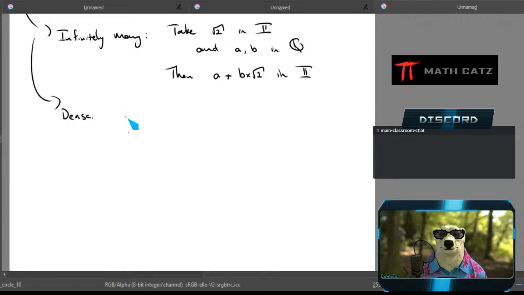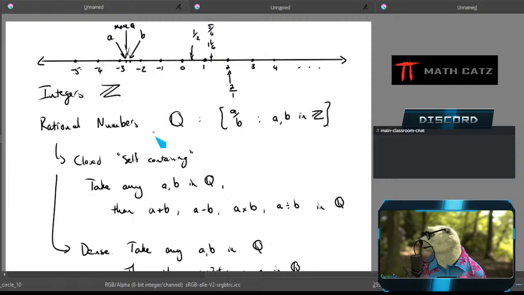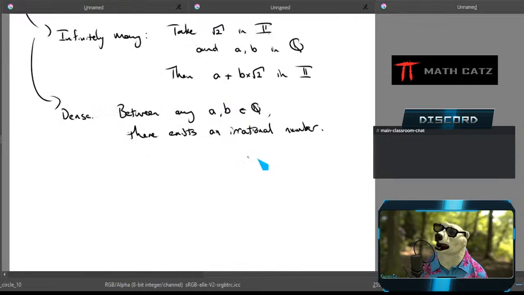There are many versions, but let's write it like this: between any a and b rational numbers, there exists, what shall I call it, let's say an irrational number. Now, there's probably a lot more of them, but I just want to know there is one. So just like for the rational numbers, take any two, there's another fraction in between. I want to know that there is one.